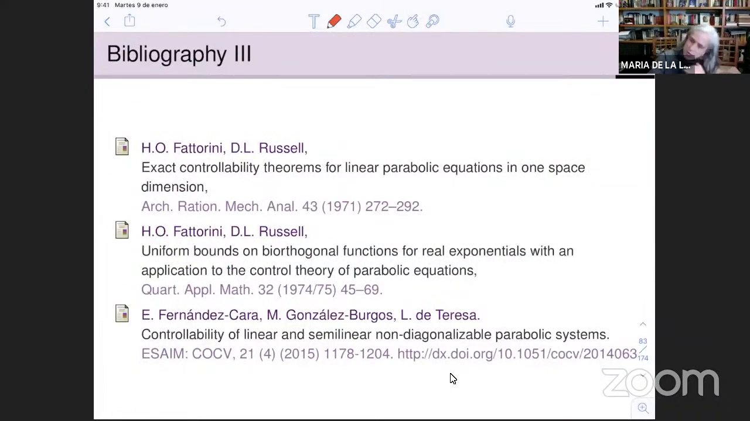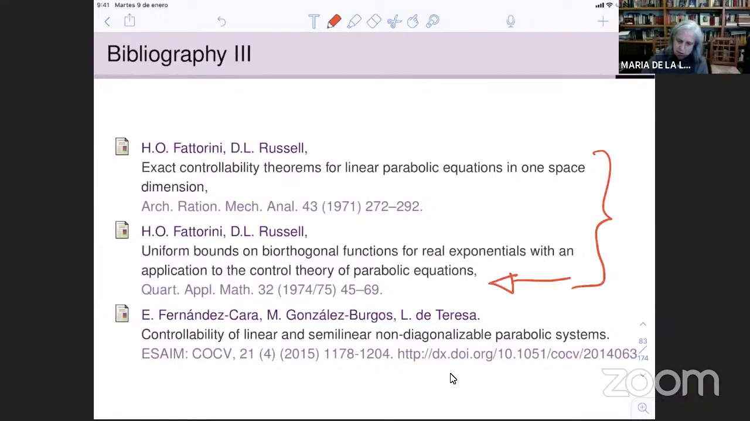Then you have a much older paper by Fattorini and Russell, where they proved the exact controllability theorems for parabolic equations in one space dimension. And also a paper of Fattorini and Russell solving this kind of problem of moments, okay? So you have these two papers that are seminal in the technique that they use.